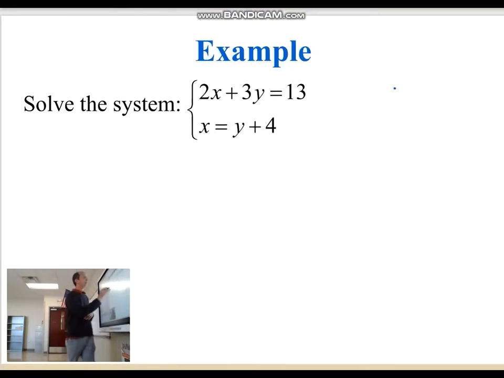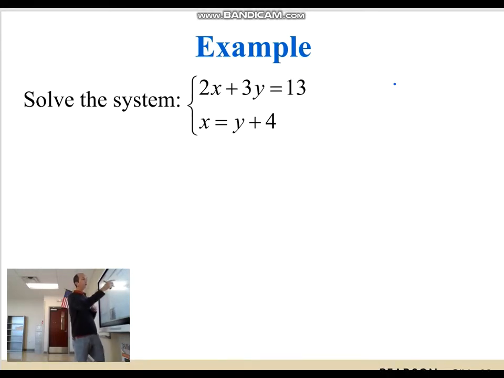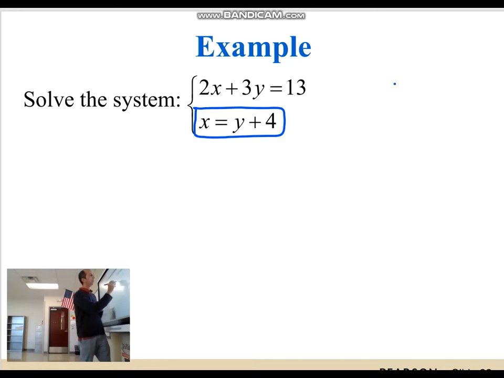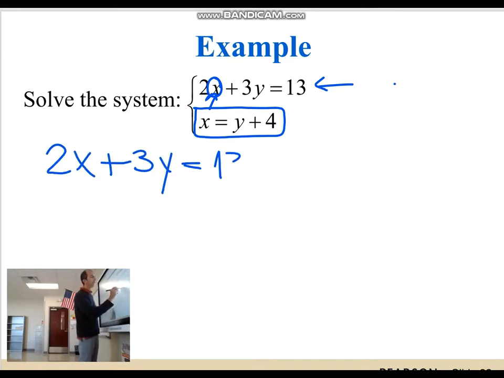We have here two equations, 2x plus 3y equals 13, and x equals y plus 4. One of the equations is solved for the variable x as a function of y. See? So we can just plug in this x into the first equation, this x here, can substitute. So let's get this first equation, 2x plus 3y equals 13, okay?